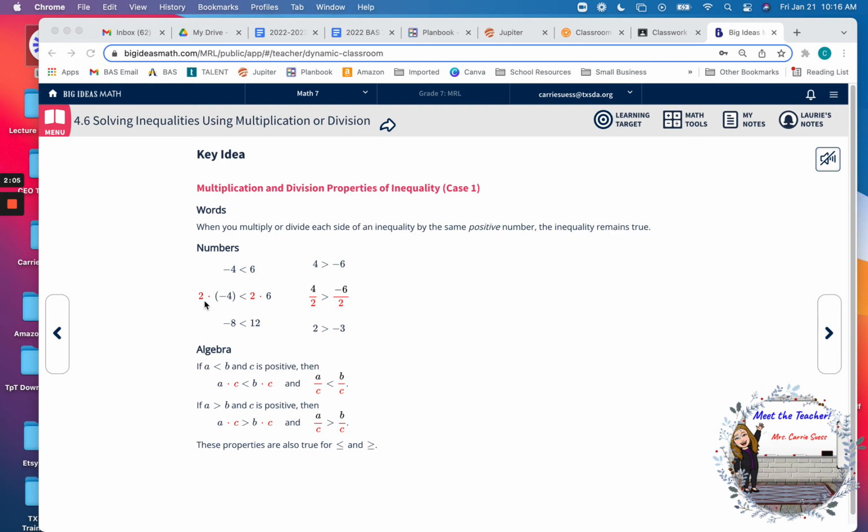If I multiplied this side times 2, I have to multiply the other side times 2. It's just showing you the rule that you have to follow. It's not part of the problem. It's just showing you that no matter what I do, if I multiply the 4 times a 2, I have to multiply the 6 times a 2 in order for this to still be a true statement. You can do it with any number. I could choose 100. It doesn't matter. Okay, so let's go look at the example.